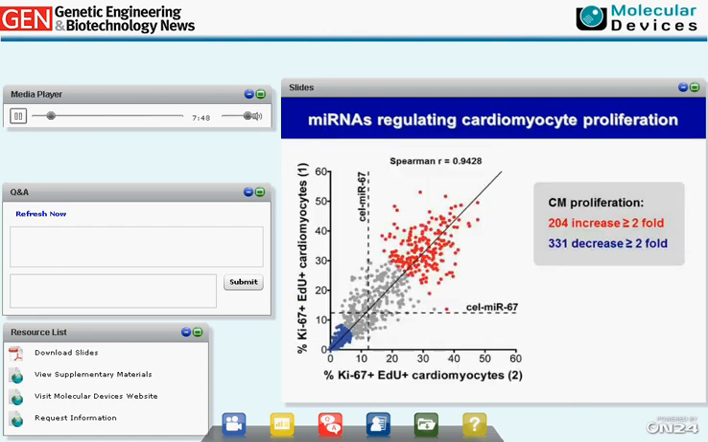So in this slide, you can see the results of the screening that we performed. So here I'm showing the results for the 1,000 microRNAs in terms of proliferation. And you can see in red, the microRNAs that increase proliferation by more than twofold. These are the results for two replicates. And in blue, the microRNAs that decrease proliferation of the cardiomyocytes by more than twofold.